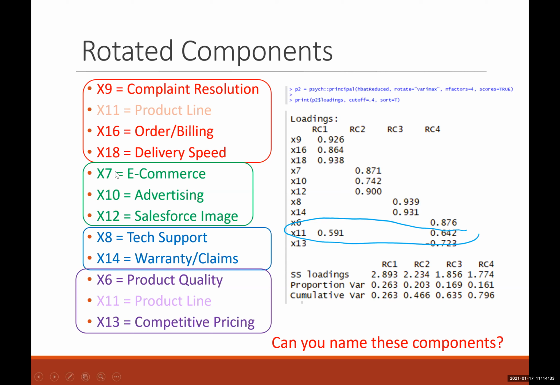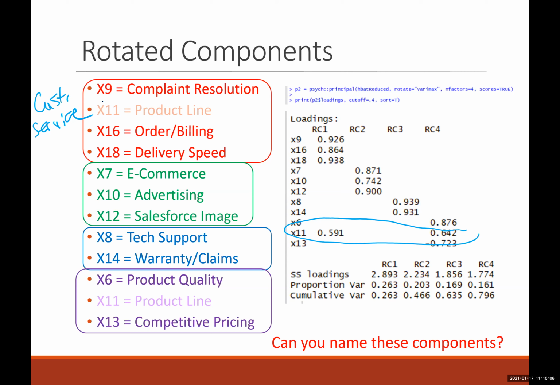Well, here we have 4 different components. So these variables have been grouped into the 4 components. So 9, 16, 18, and 11 supposedly belong in component 1, which has complaint resolution, order and billing, and delivery speed. And so in this case, we might call this customer service. Remember, because each component has to have a name. So we'd say customer service, right?